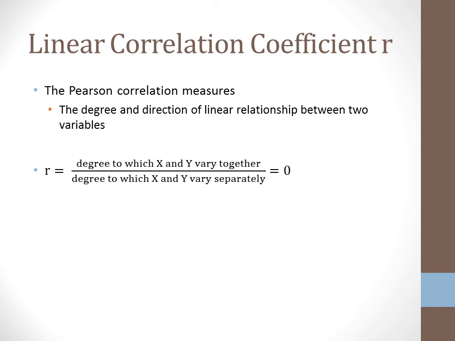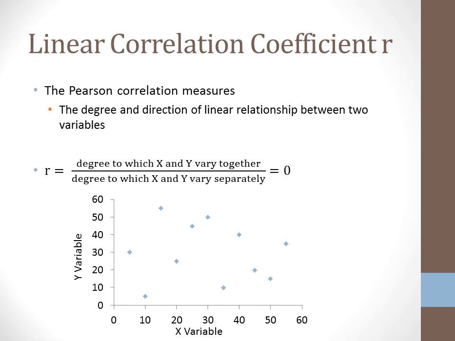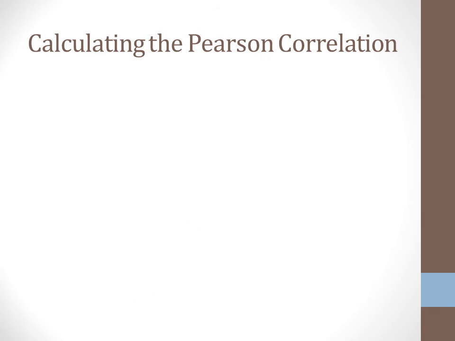At the other extreme, when there is no linear relationship, a change in the X variable does not correspond to any predictable change in Y. In this case, there is no covariability and the resulting correlation is 0. And here is an example of a situation where we really have no relationship between X and Y.